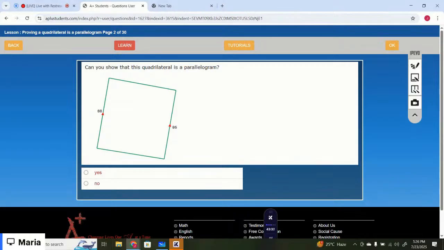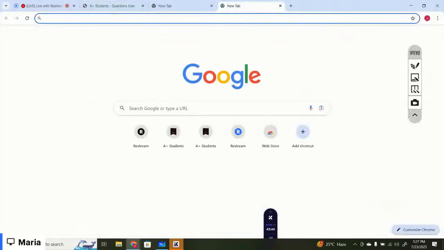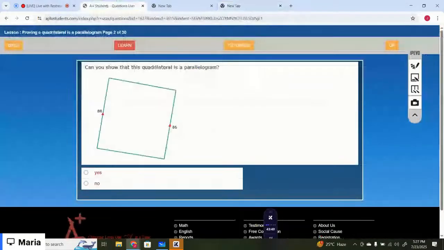Can you show that the quadrilateral is a parallelogram? So the opposite sides are different in measurement, right? For a parallelogram, opposite sides must have the same measurement. So that is not a parallelogram. The correct option is no, that is not a parallelogram. Option number two is the correct option.